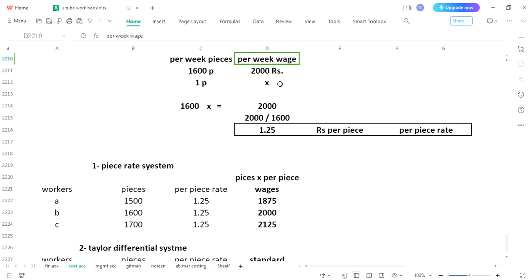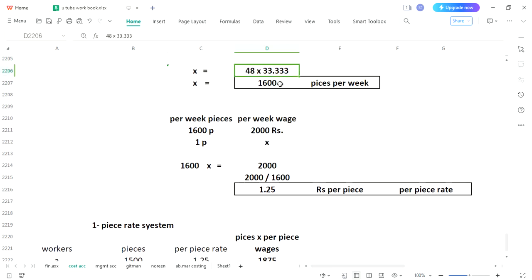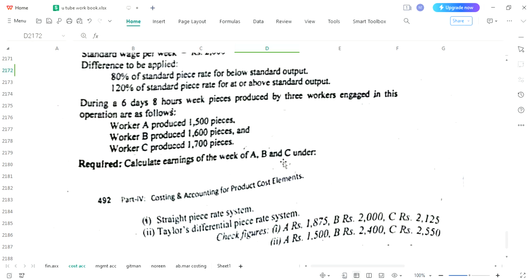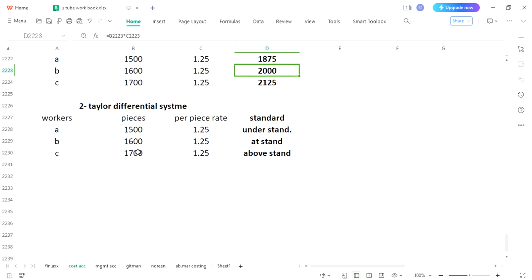1600 pieces were to be made in 1 week, and worker B had made 1600. This is at standard, and worker B had produced even more than that of standard, above standard. So these are two words which you will understand. Rate for, at or above. At means meeting the standard. Worker B is meeting the standard, he will also be awarded extra. And worker C had made a number of units above that of the standard that has been set.